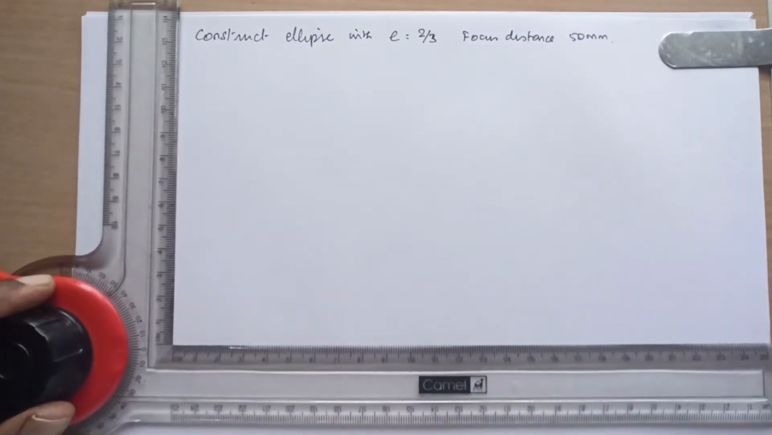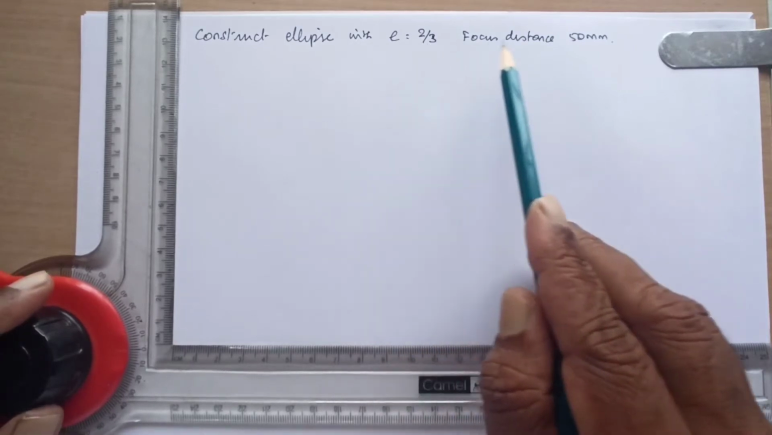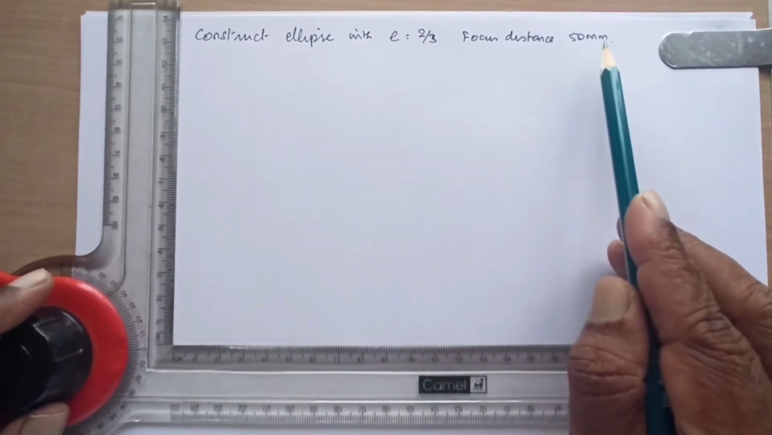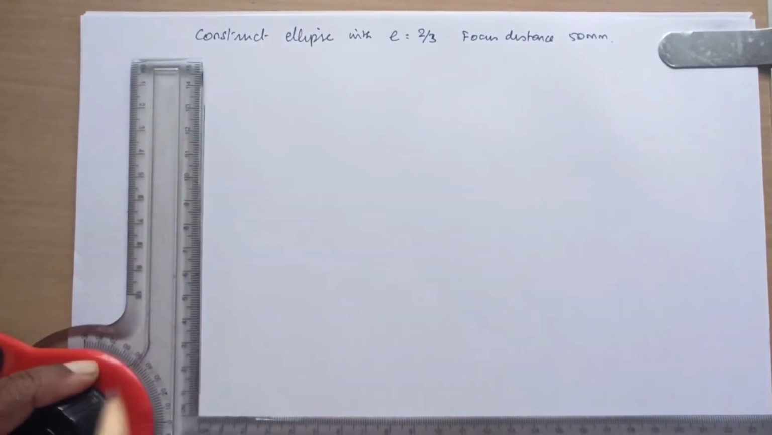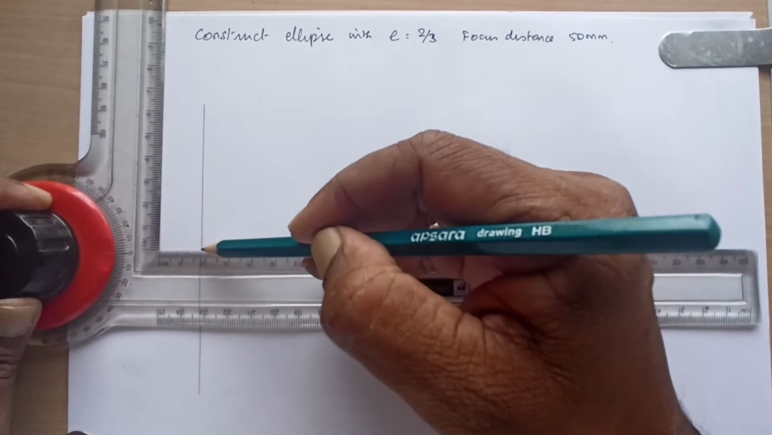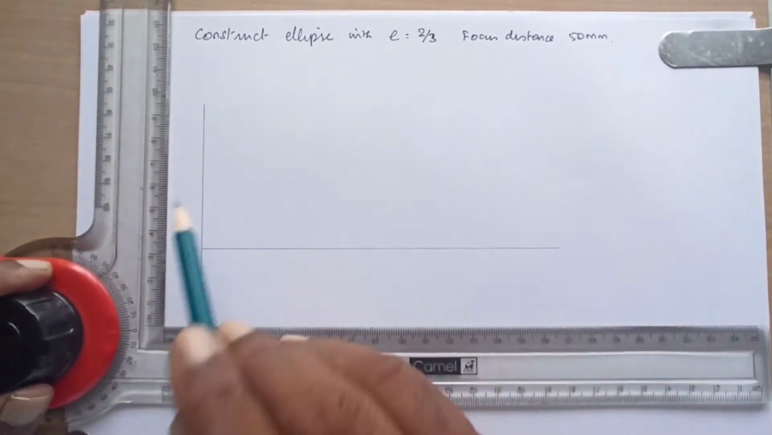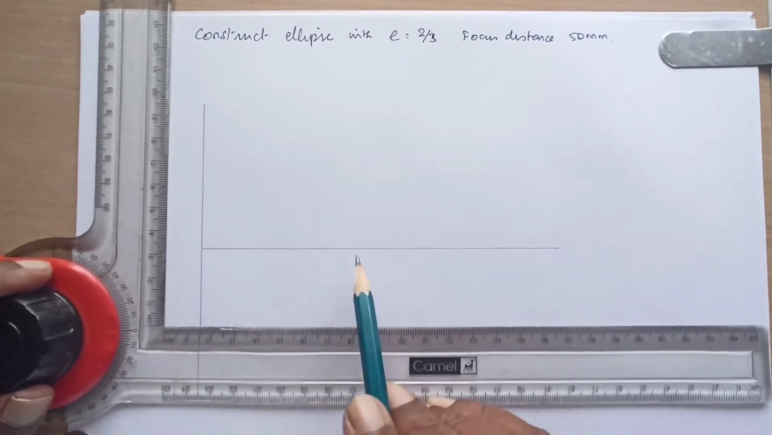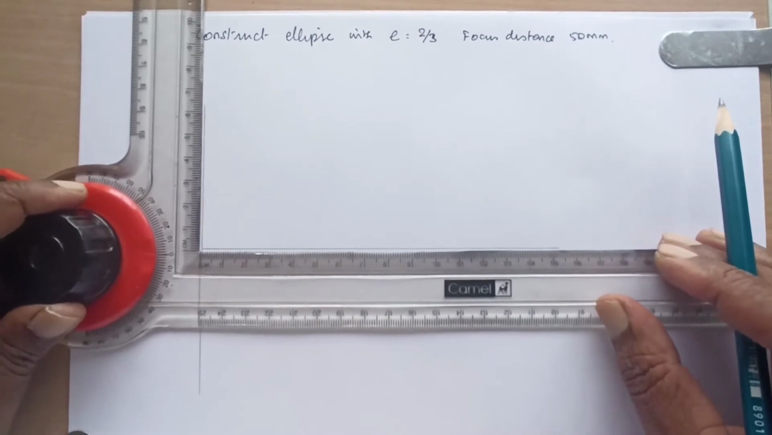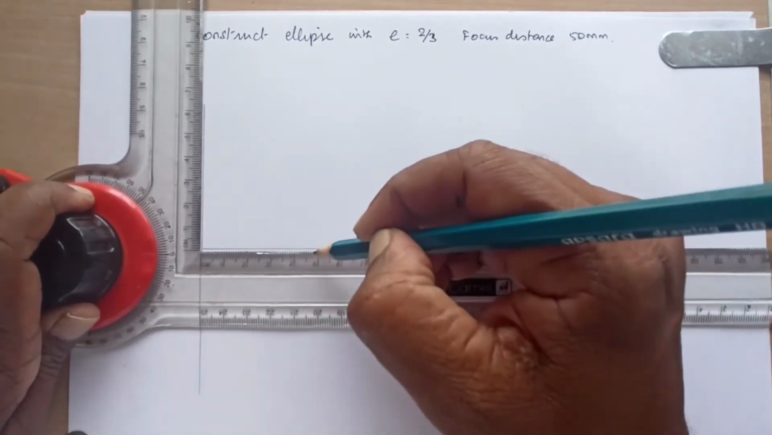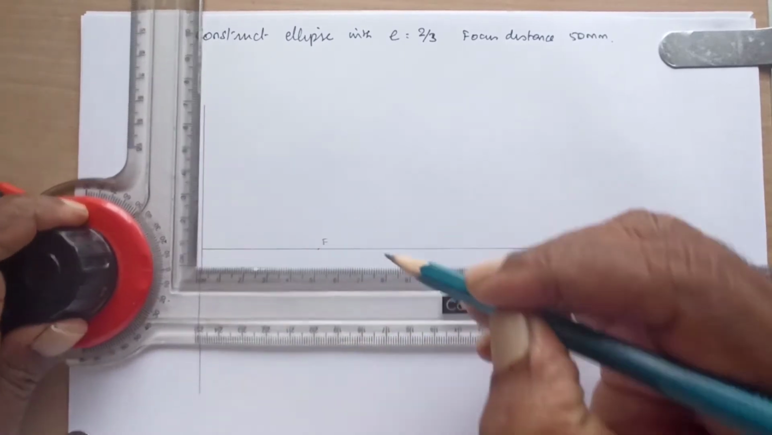Let us construct an ellipse with eccentricity equal to 2 by 3 and focus distance 50 mm. First, let us draw one directrix, a vertical line. Now we can draw one axis of the ellipse. Now this is the directrix. The focus distance we have to mark from the directrix as 50 mm, which is given in the problem. Now at 50 mm I can mark a focus F.